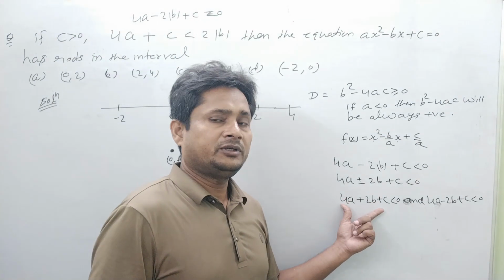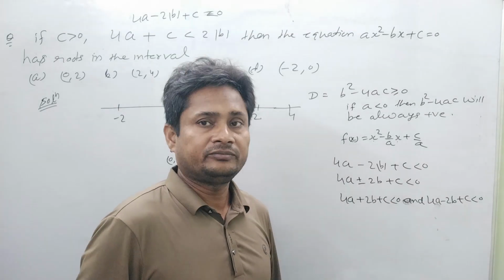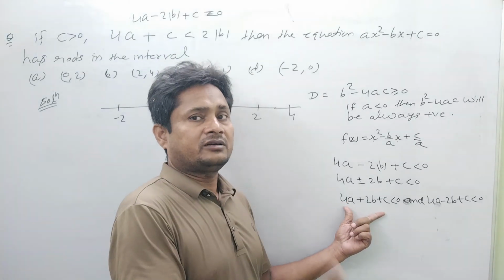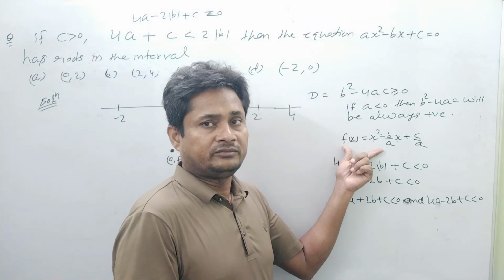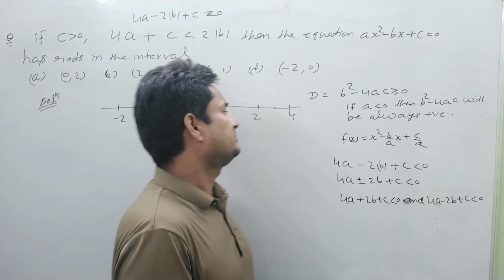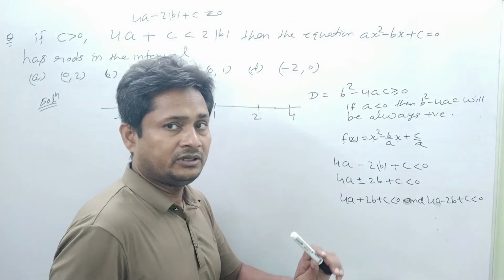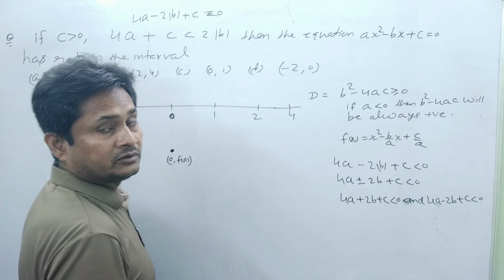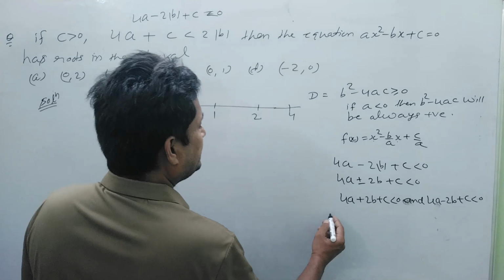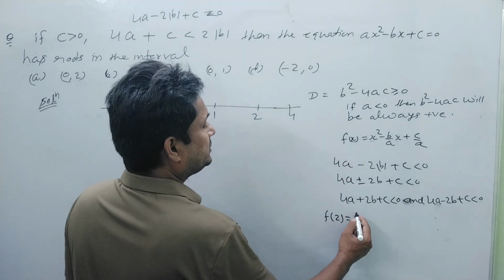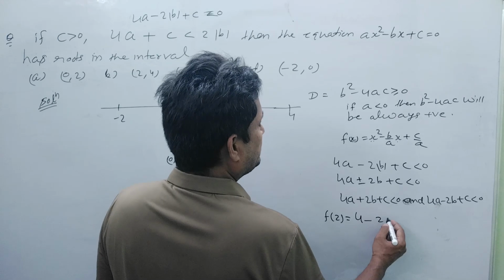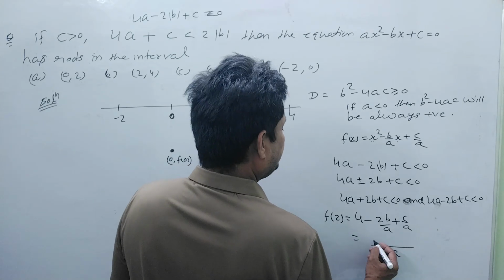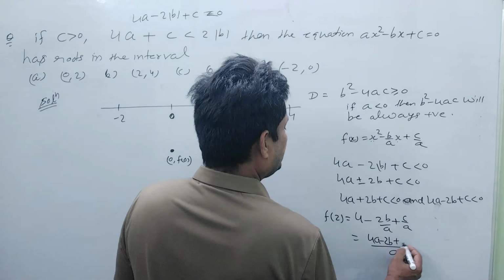These are the numbers 4a plus 2b plus c and 4a minus 2b plus c. When will this type of number come from this function? When will you find 4a plus 2b plus c? If we substitute f of minus 2 here, let's find out f of minus 2, then it will be 4a minus 2b divided by a plus c by a. Now take LCM. If you take LCM, it will be 4a minus 2b plus c.